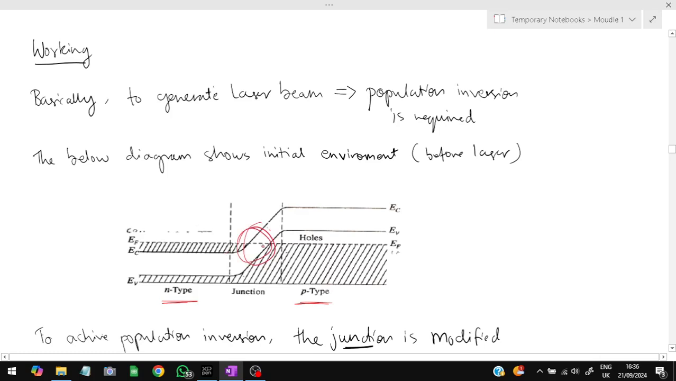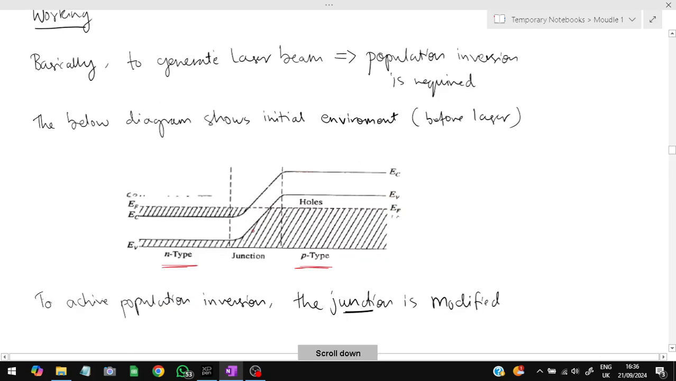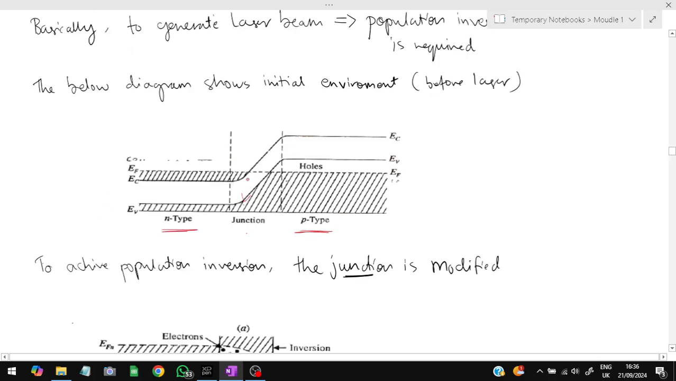Okay, here we have to do some modification. When we do the modification, the electrons will come from the higher level to the lower level. That means we first have to do the population inversion by using some other method, where electrical signals will be sent from here. So the electrons will be coming here and the holes will be generated here. After that, electrons will jump to the holes, and the photons will be released.